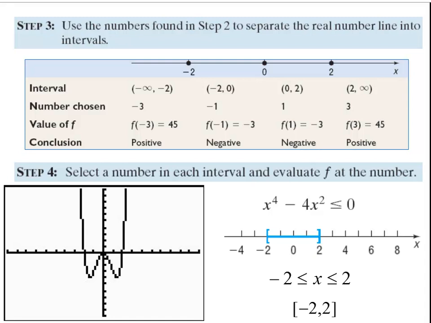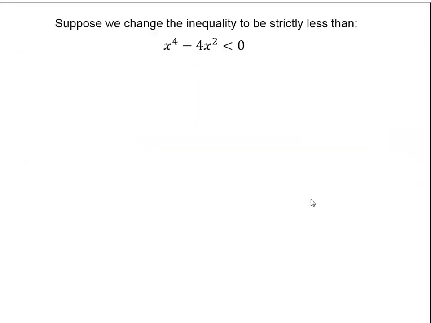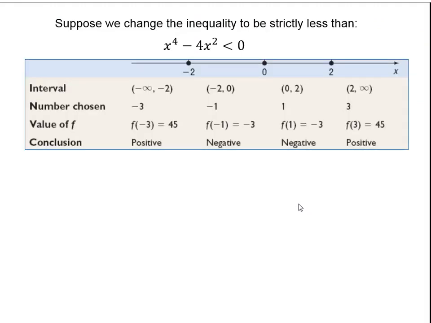Now, what if we take the same inequality that we have here and we remove the or equal to sign? How's that going to change the solution here? Okay, so let me go to the next slide. Suppose we change the inequality to be strictly less than. And let's bring back up all the work that we did. So here's the point plotting that we did, plotting x equals -3, x equals -1, x equals 1, and x equals 3.